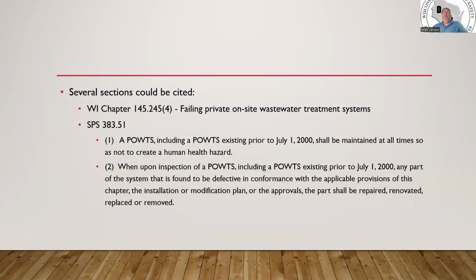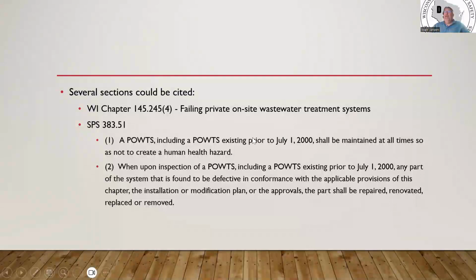Also under 383.51, there's some generic sections. There's several ones that if you pick apart, you can probably find something in there, depending on when it was issued, is not meeting the management plan or not meeting as designed or not meeting other criteria. But generally, 383.51, parent 1 and 2, covers it. POWTS, including POWTS existing prior to 2000, shall be maintained at times not to create a human health hazard. The argument could be made that if the tank's leaking, it's a human health hazard. It's not working as designed.